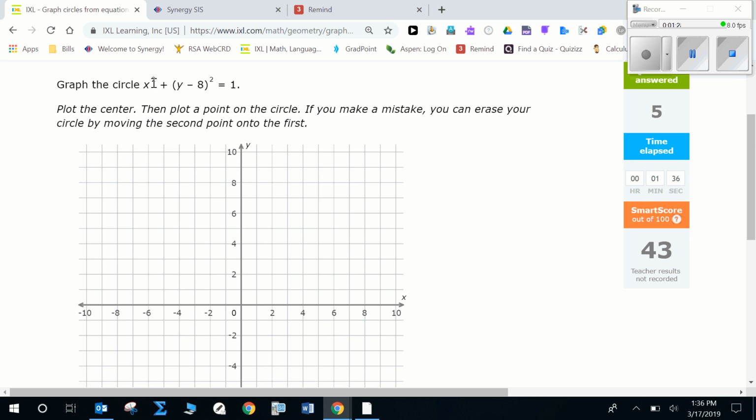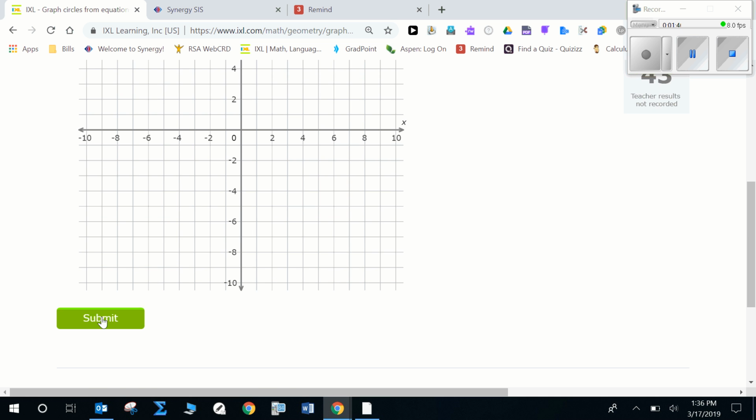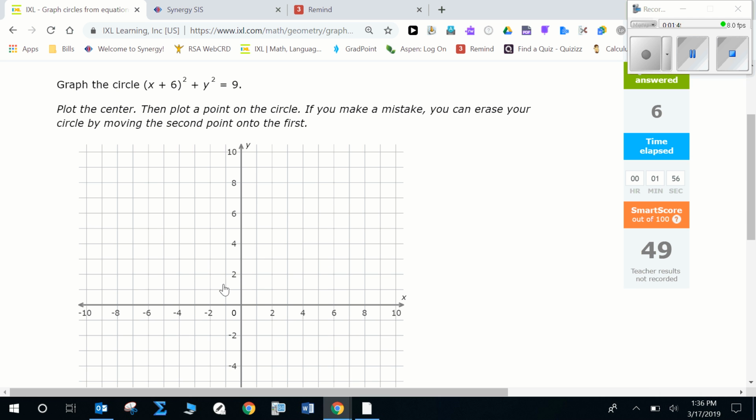All right, so here, center for the x value is going to be 0. For the y value it will be positive 8, because if I pull the center out, the signs have to change. So 0, positive 8, that's my center. Radius will be 1 because the square root of 1 is 1. Okay, so here the x value will be negative 6, y center will be 0. So I go negative 6, 0. My radius is 3 because the square root of 9 is 3.